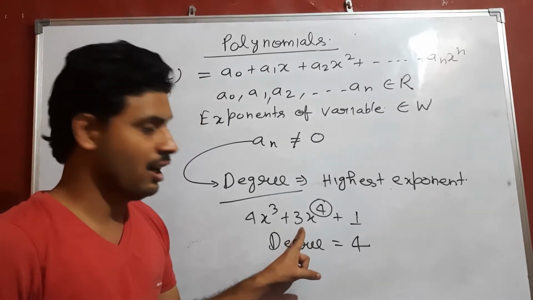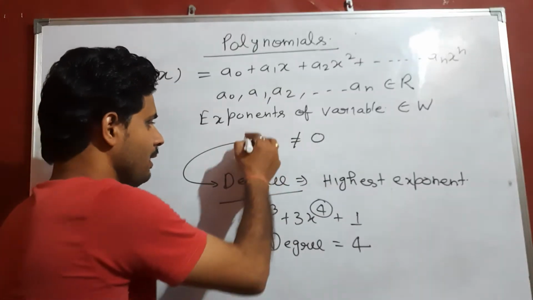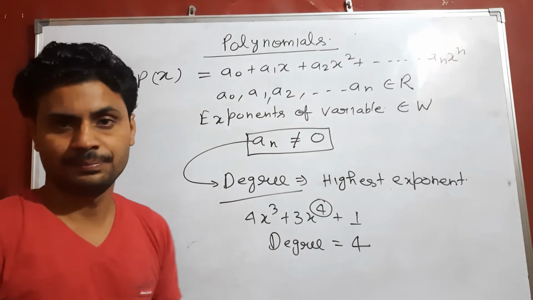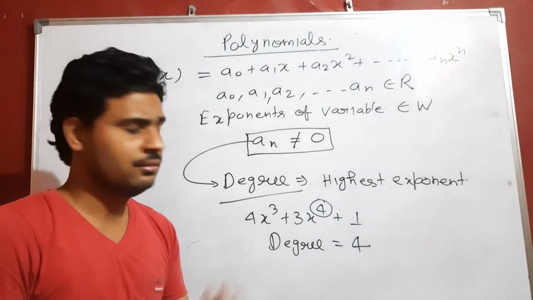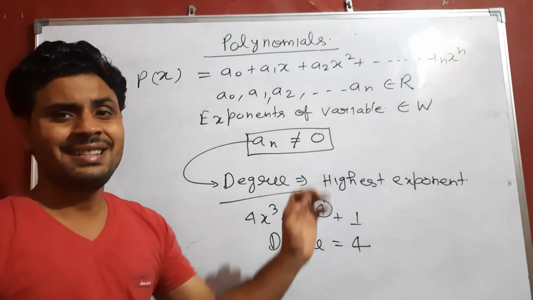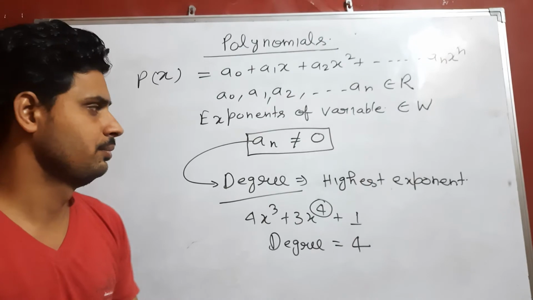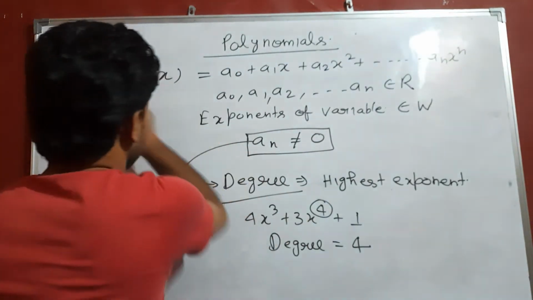If we define the degree, then the coefficient of the highest exponent should be non-zero. That's why this condition is required for the degree. Then we can easily define the polynomial and easily recognize whether an algebraic expression is a polynomial or not. Further, we will discuss the types of polynomials.